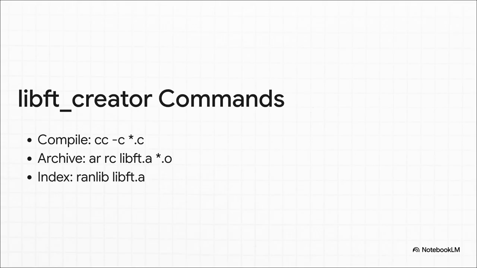Second, you use ar rc libft.a on those object files. The r stands for archive, and this is the magic command that actually bundles everything together into your library. Finally, you run ranlib libft.a. This indexes the library, making it way faster for the compiler to look up your functions down the road.